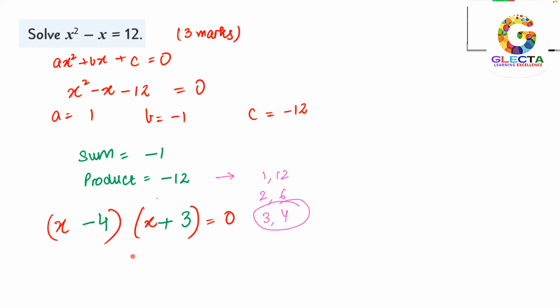On the right side, we had a 0. Now put the brackets equal to 0 individually. Separately, write x minus 4 as 0. Separately, write x plus 3 as 0. These are the two answers that we shall be getting. Yeah?